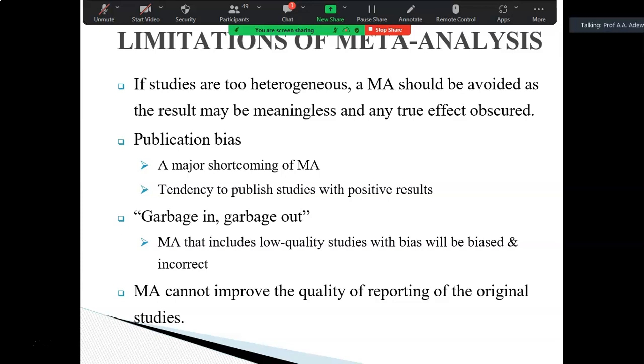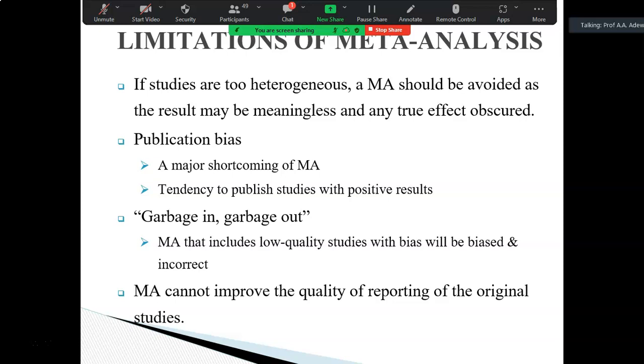If studies are too heterogeneous, a meta-analysis should be avoided, as the result may be meaningless and any true effect will be obscured. In other words, if you have so much disparity in studies, it's not likely you will be able to make any meaningful report out of it.